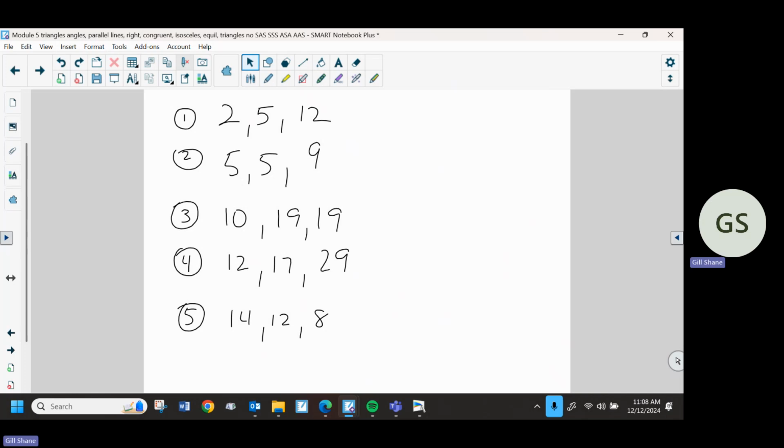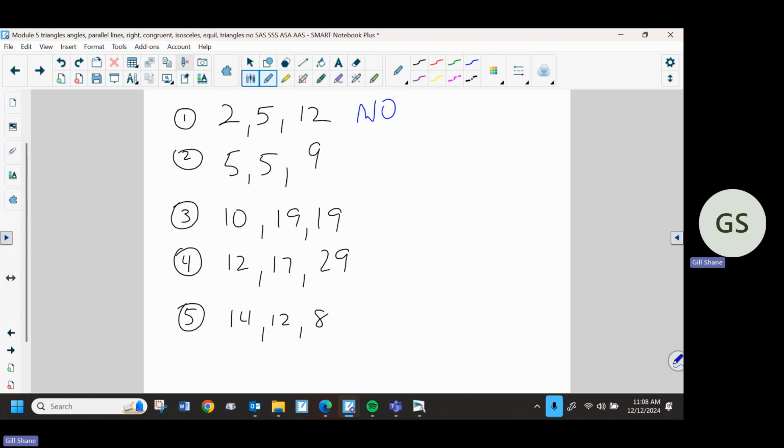2 shortest sides are 2 and 5. 2 plus 5 is 7. Does that make a triangle? No. First one is no. 7 is not greater than 12. And if you have questions on why, let me know, but I'm hoping we have this now.